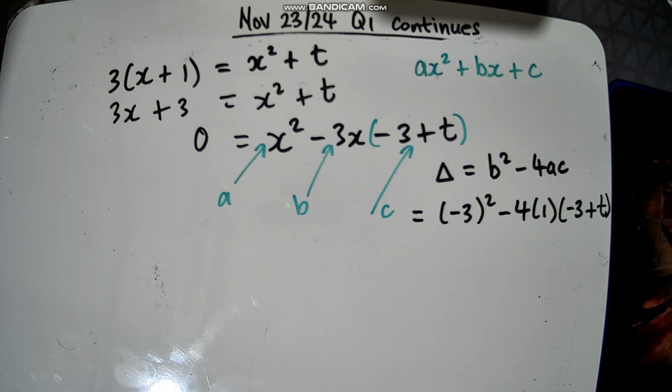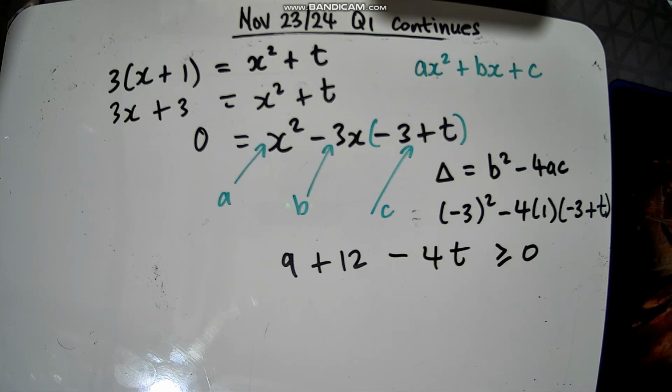So remember, to have real roots, it can be equal to 0, but it must also be more than or equal to 0. So any number greater than 0 under the square root sign will result in real roots. So the question says have real roots. So more than or equal to 0. So minus 3 squared is 9, minus 4 times what's in the bracket. Now minus 4 times minus 3 is a positive 12. And then minus 4 times t is minus 4t.